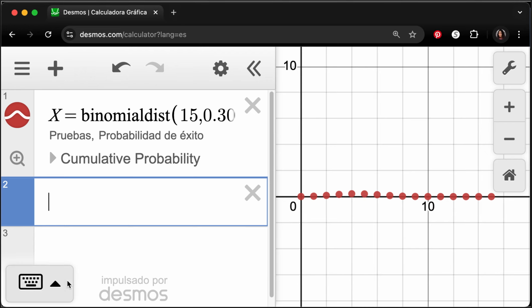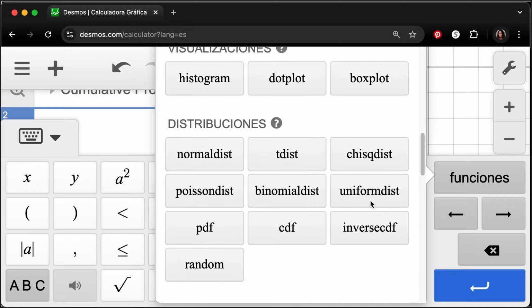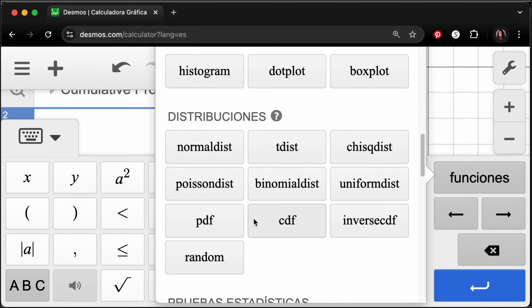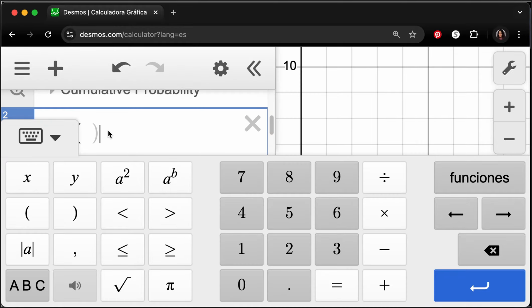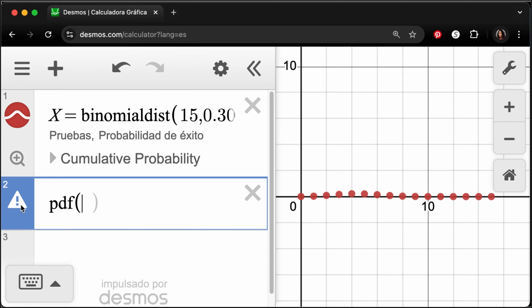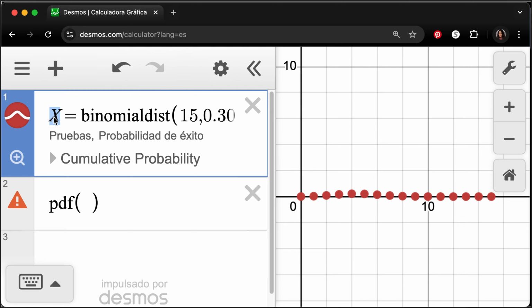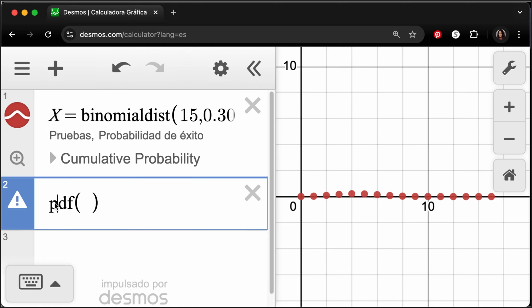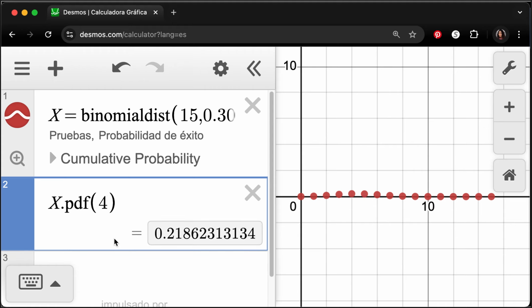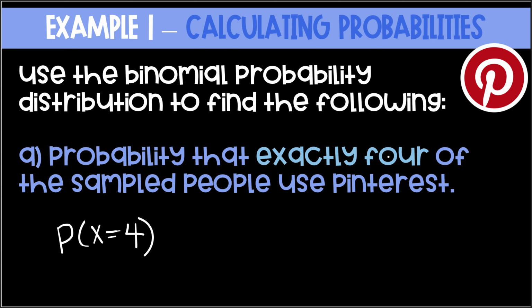You're going to go back to the menu, functions, PDF right here under binomial distribution to the left, PDF. But notice how again it gives you a flag. Depending on what letter you use or what name you gave to your discrete random variable, you're going to start that command PDF with that random variable and then a point. I want the probability that X is equal to 4. So the probability of finding exactly 4 is 21.86%.